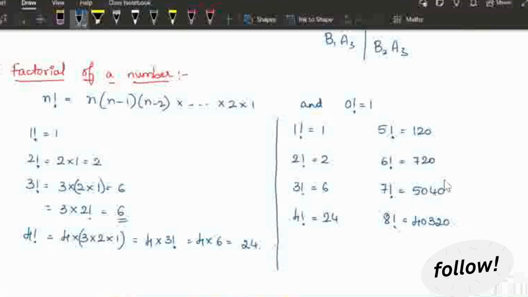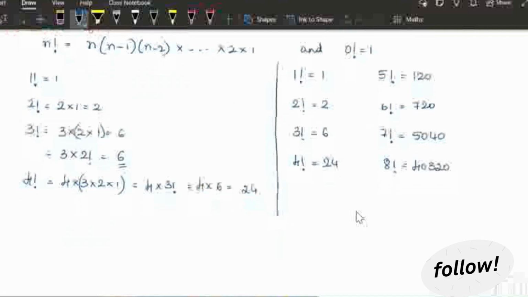So these are the standard values until 8 factorial. If you know, it is more than sufficient. Beyond this, if you have any values for which you need to find the factorial, you can always use these things, or you can even keep the solution as it is if it is beyond 9 factorial. Now this is factorial of a number. Now we'll see how to simplify expressions or mathematical statements which has factorials.